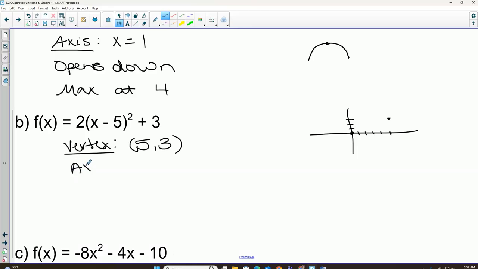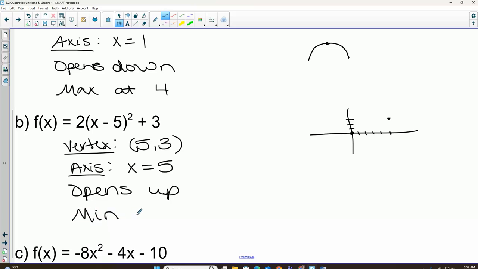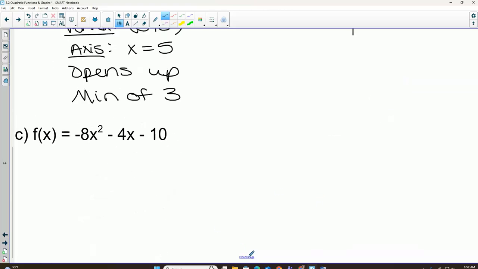So what is the axis of symmetry? How do we write it? Okay. Does this open up or down? How do we know that? Right, we have a positive 2 there. Does that have a maximum or a minimum there? We know it's opening up, so the minimum is just your vertex value. Okay, I want you guys to try C.